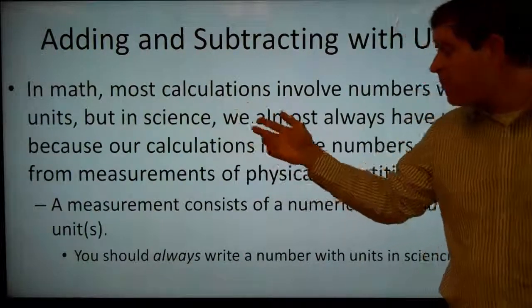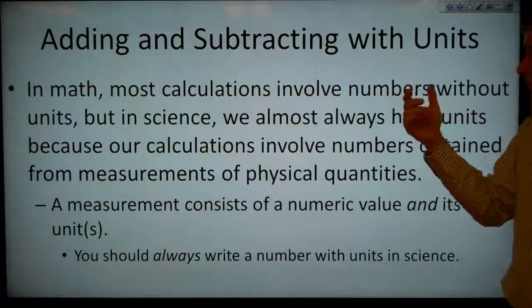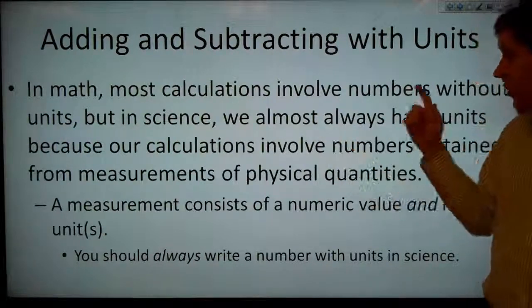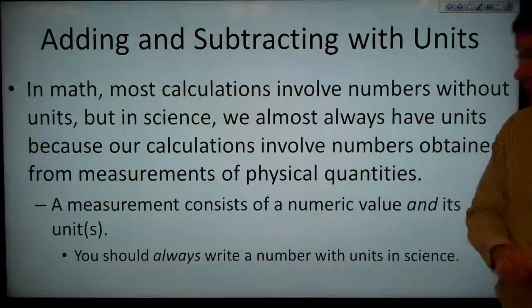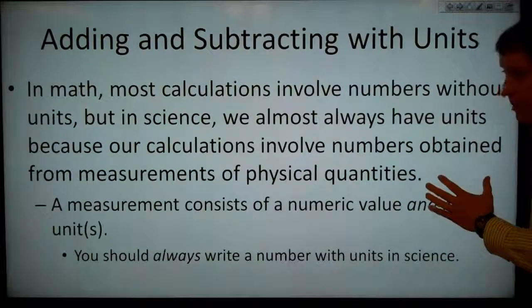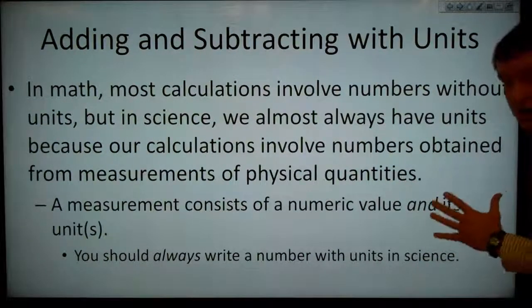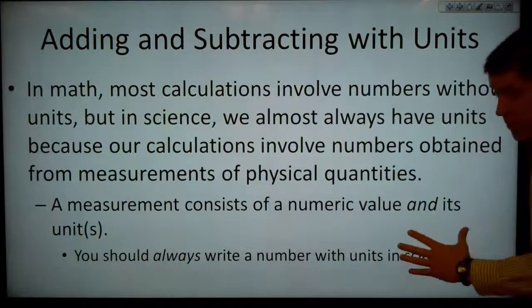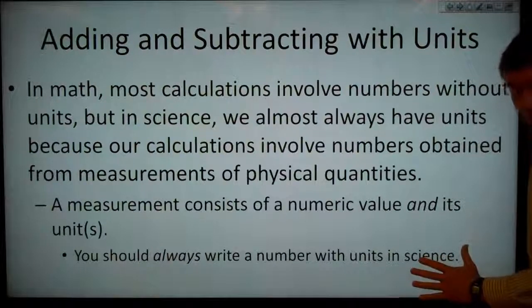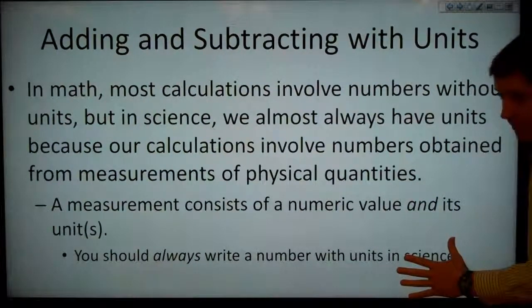In math, most calculations involve numbers without units. But in science, we almost always have units with our numbers. This is because our calculations involve numbers obtained from measurements of physical quantities. A measurement consists of a numeric value, the number, and a unit, or multiple units.